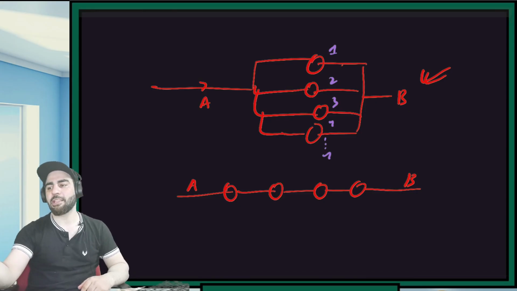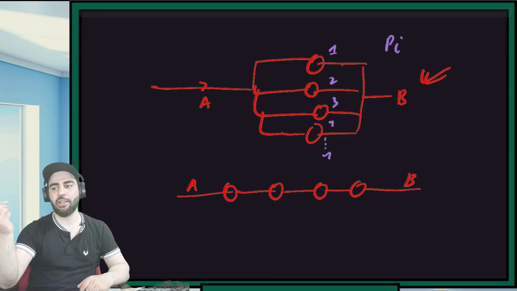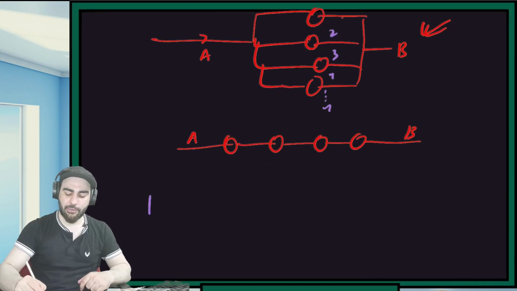The question goes like this. It says that if component i, which is independent of other components, functions with probability pi, so with probability pi they function, then what is the probability that this system will function? You have to compute the probability the system will function.